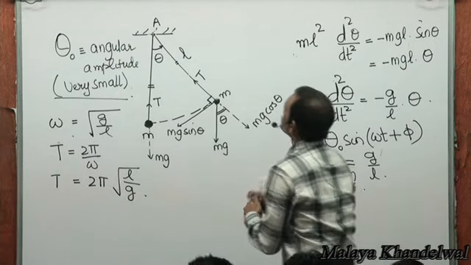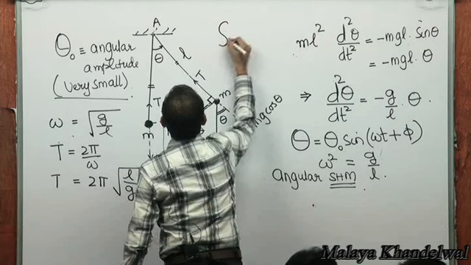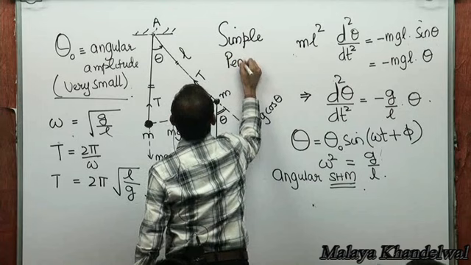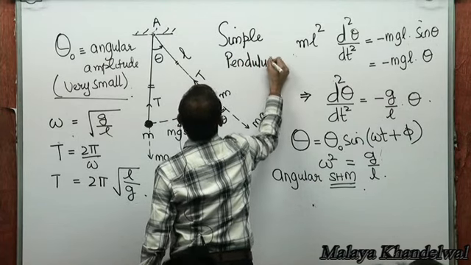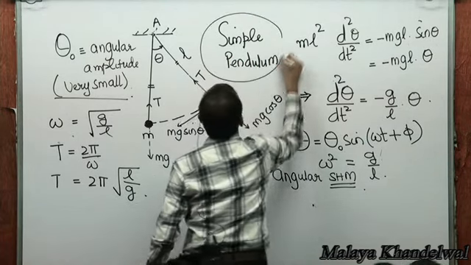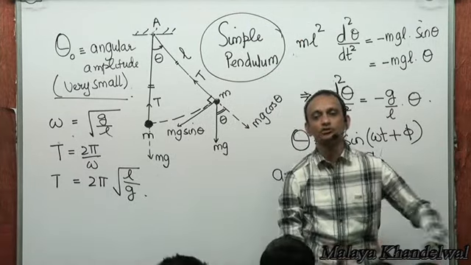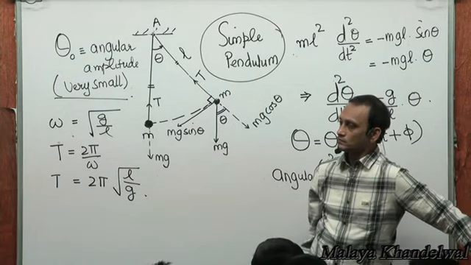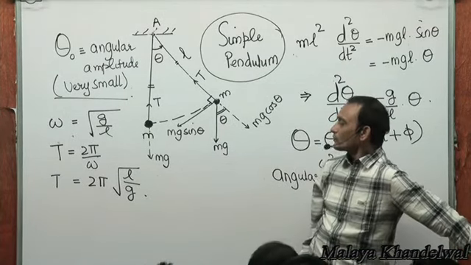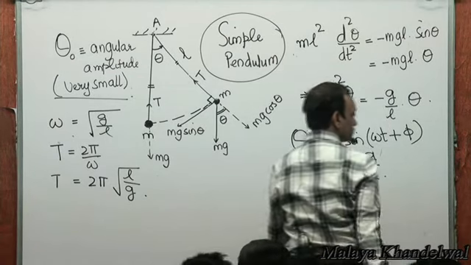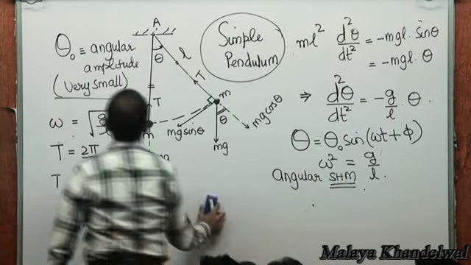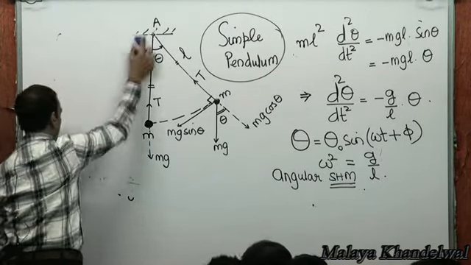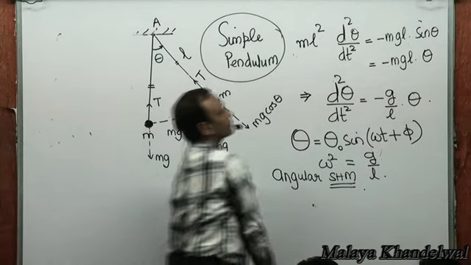And this arrangement essentially is called a simple pendulum. This arrangement is referred to as a simple pendulum. And the vertical position is the mean position, where the net torque about the point of suspension A is 0.